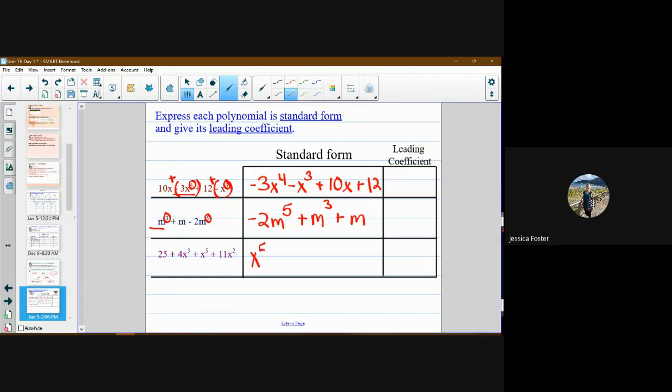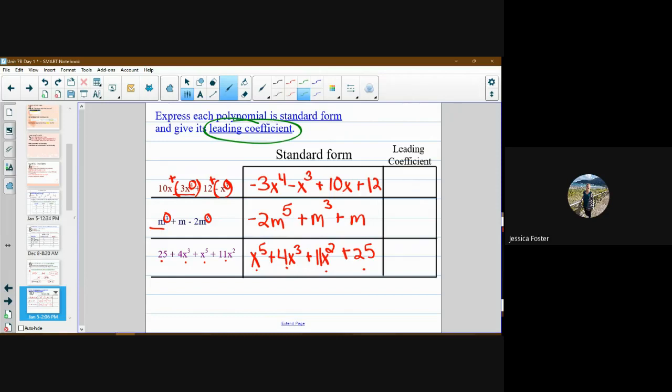I got x to the fifth plus 4x cubed plus 11x squared plus 25. There we go. I used all of my terms, 1, 2, 3, 4. All right, we're not done though because it also asks us to identify our leading coefficient.